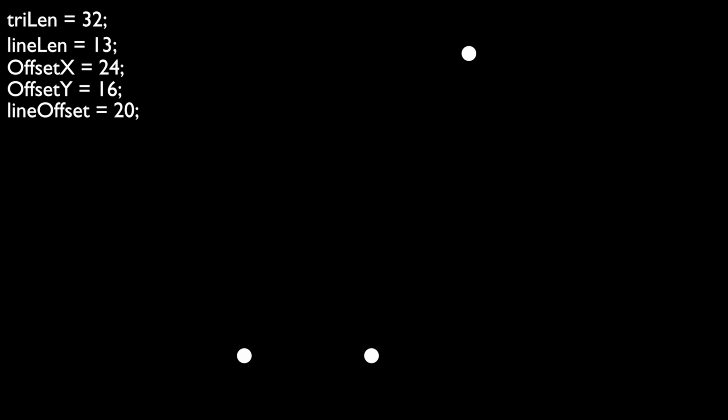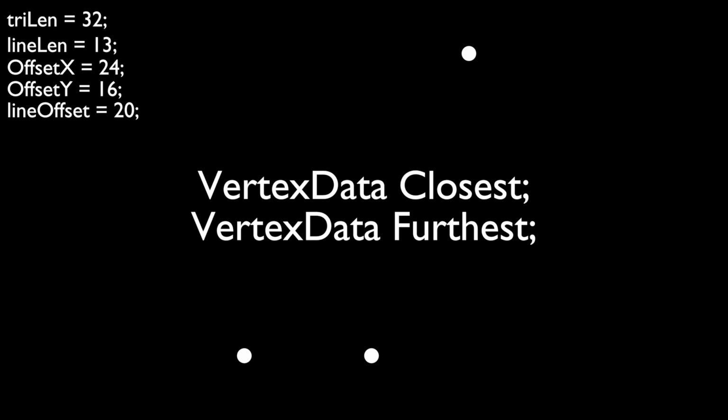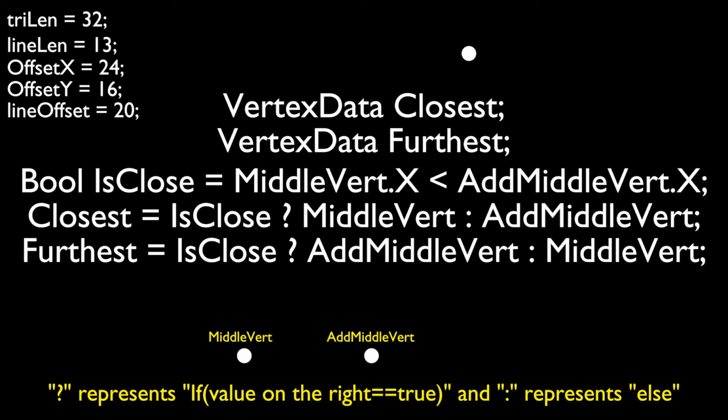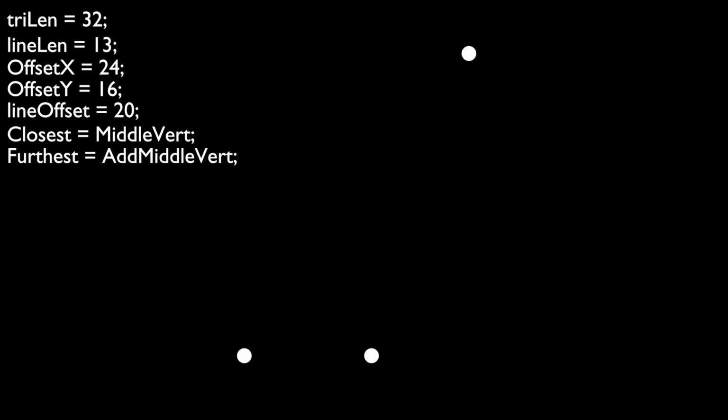Now the last data we will need is which middle vertex is closer and which one further from the x-axis. For that we create two new vertex data constants that will also be reused on the next draw, and order them depending on the middle vertex's x position. So now we can start drawing the first half.